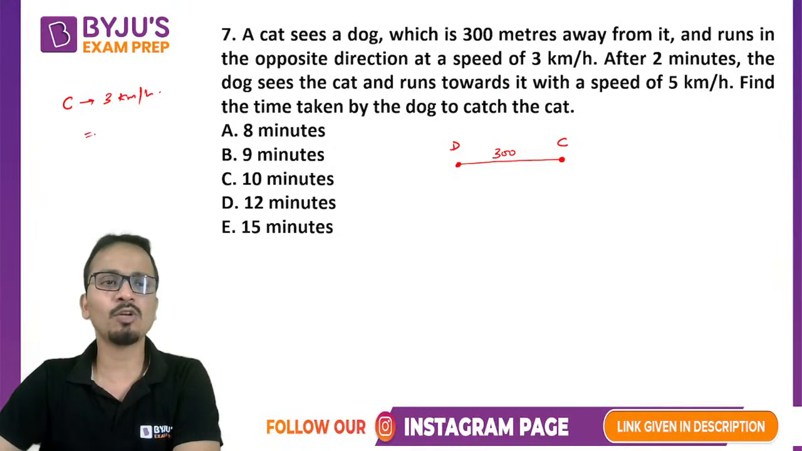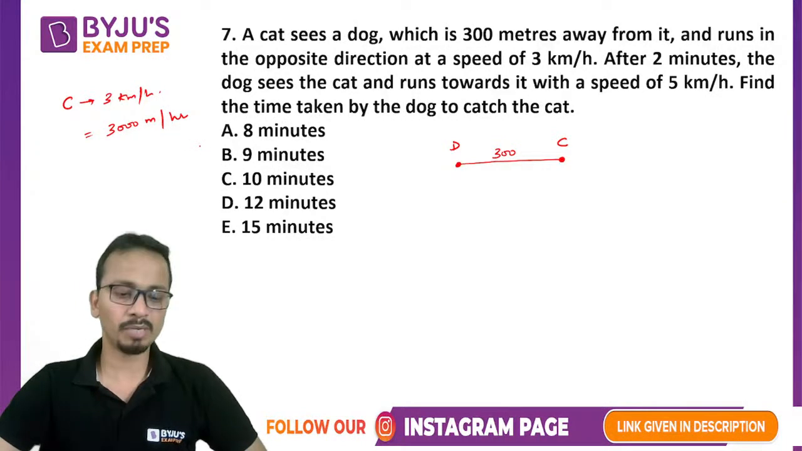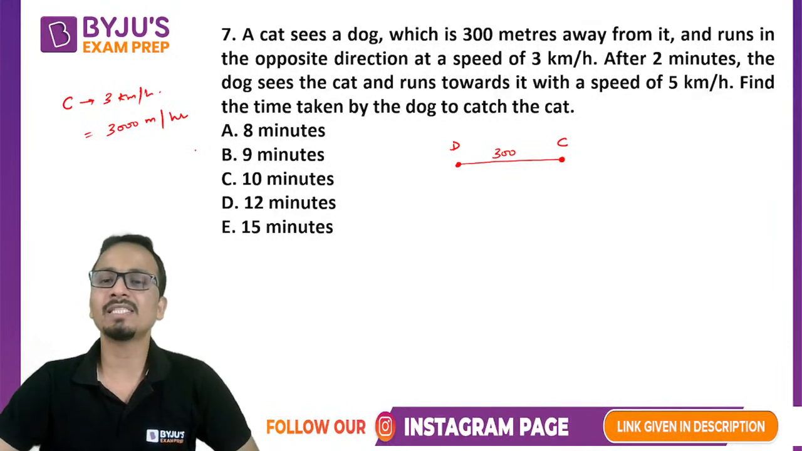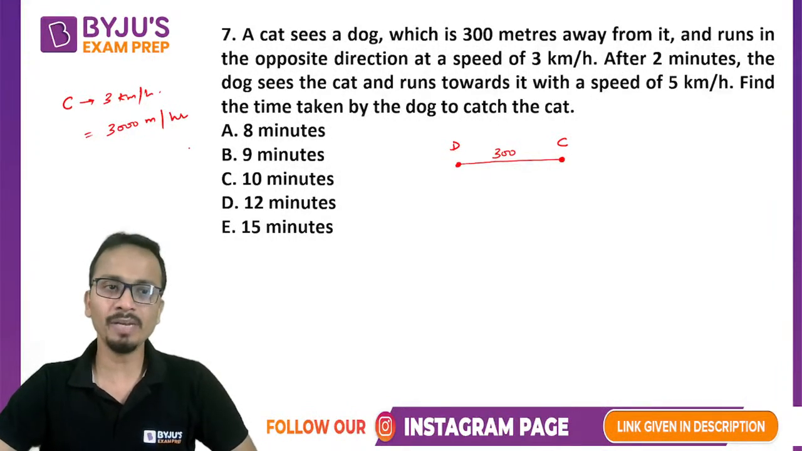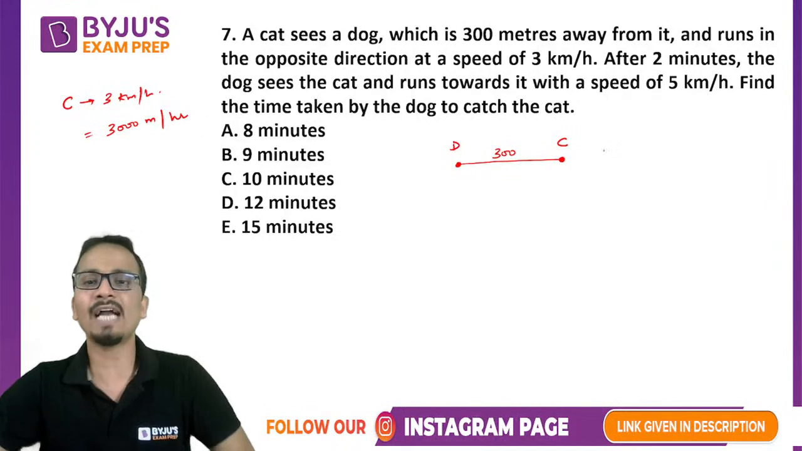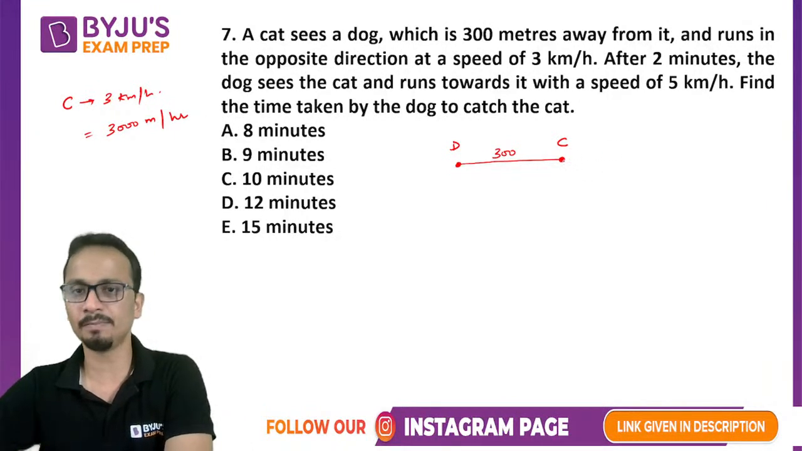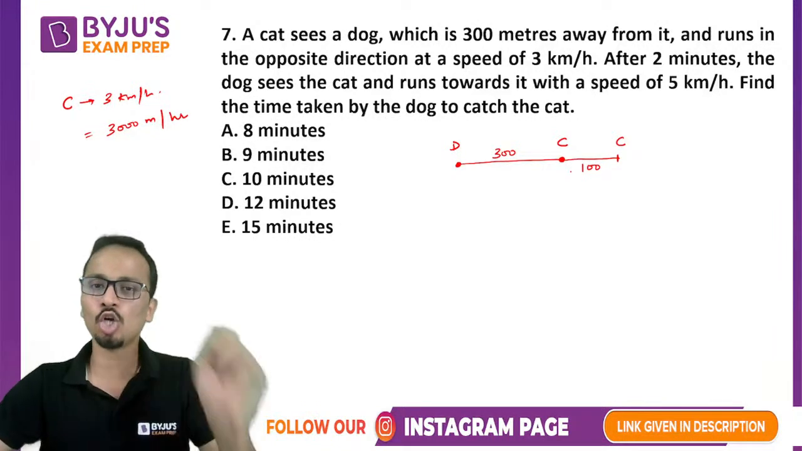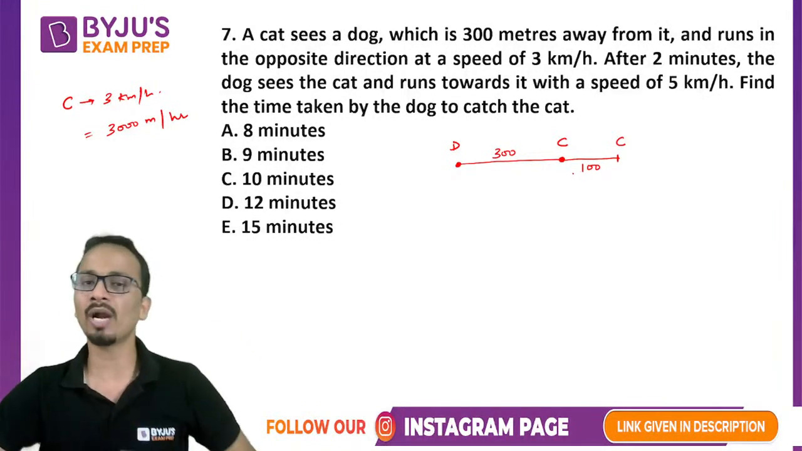I can say that it will be 3000 meters per 60 minutes, or per hour. So if the speed is 3000 meters per hour, in 2 minutes what will be the distance traveled by the cat? I will divide it by 30, so the cat will travel 100 meters. So in these 2 minutes the cat will travel 100 meters in the opposite direction, and now the distance between dog and cat will become 400 meters.